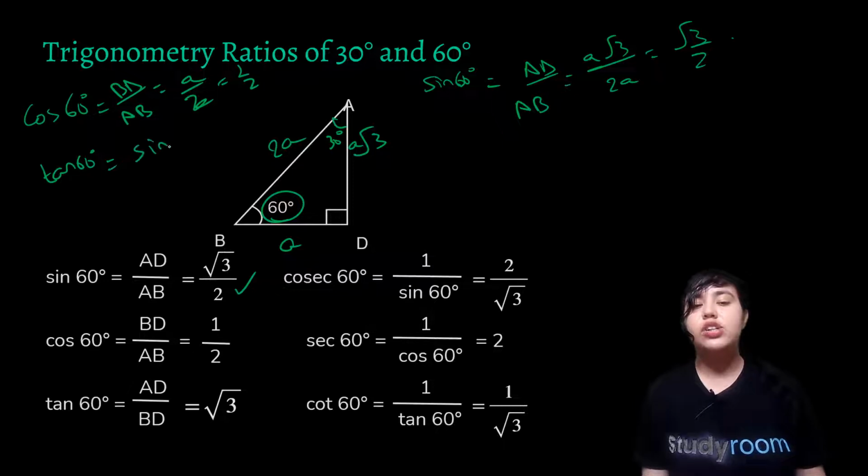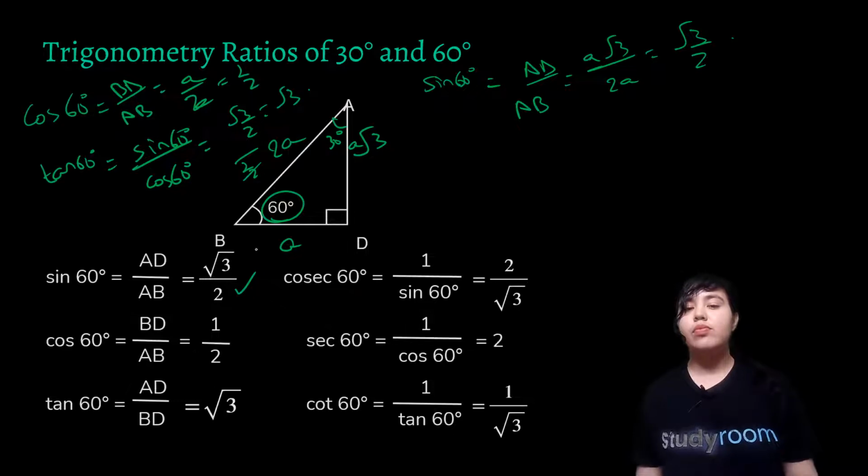For tan 60 degree, you can take sine 60 upon cos 60, or you can make use of the other formula as well. So it will be root 3 by 2 upon 1 by 2, 2 cancels, that is root 3. So cosec 60 degree is 1 upon sine 60 degree, that will be 2 by root 3. Sec 60 degree is reciprocal of cos 60 degree, that is 2. Cot 60 degree is reciprocal of tan 60, which is 1 by root 3.